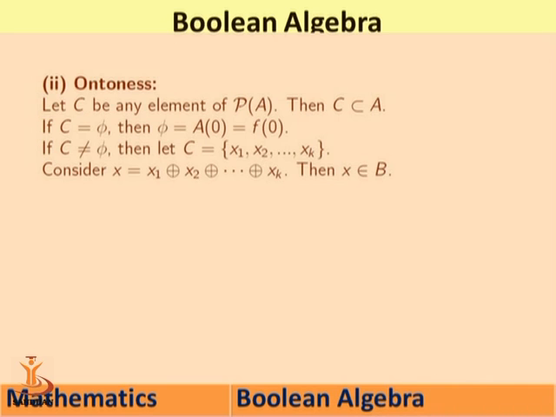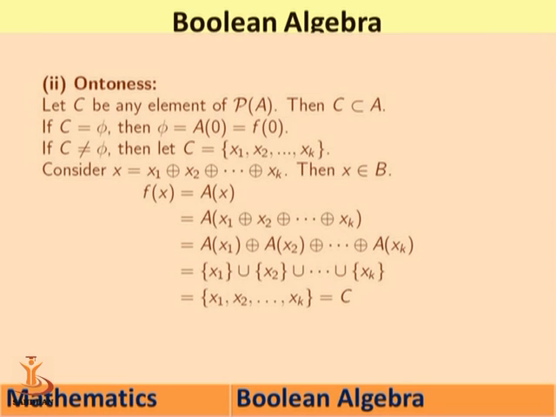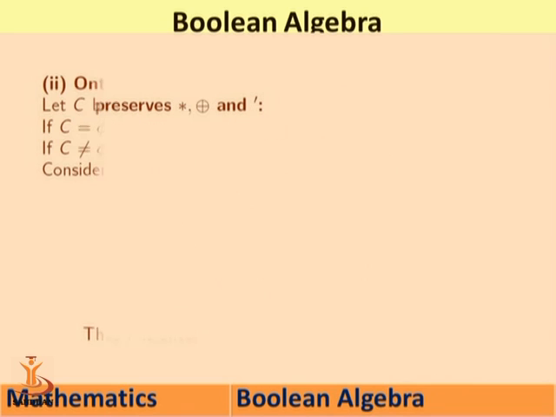Now consider x is equal to x1 ring sum x2 ring sum up to xk, then x is an element of B because B is a Boolean algebra. Now let us calculate f of x. F of x is nothing but A of x. Substituting the value of x, we get A of x1 ring sum x2 ring sum up to xk. That implies A of x1 ring sum f of x2, because we have that result, and if we take the union we get C, therefore f is an onto function.